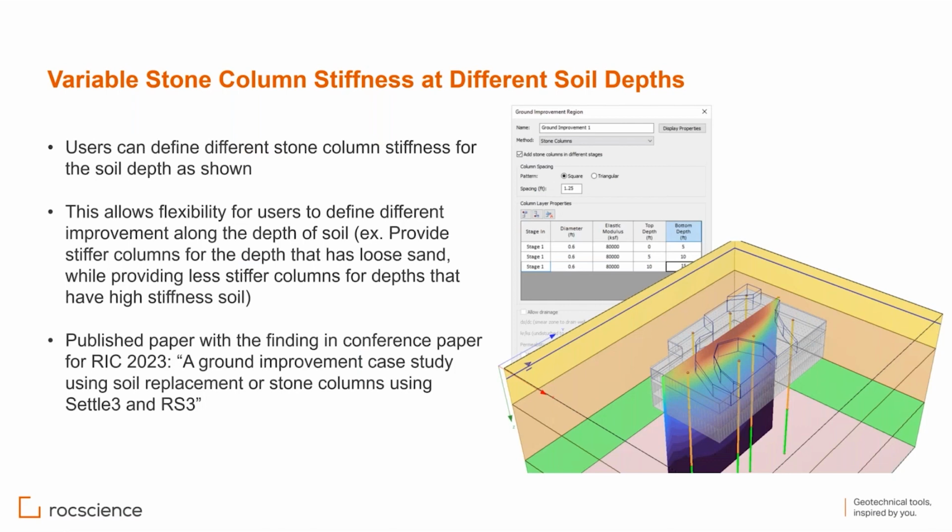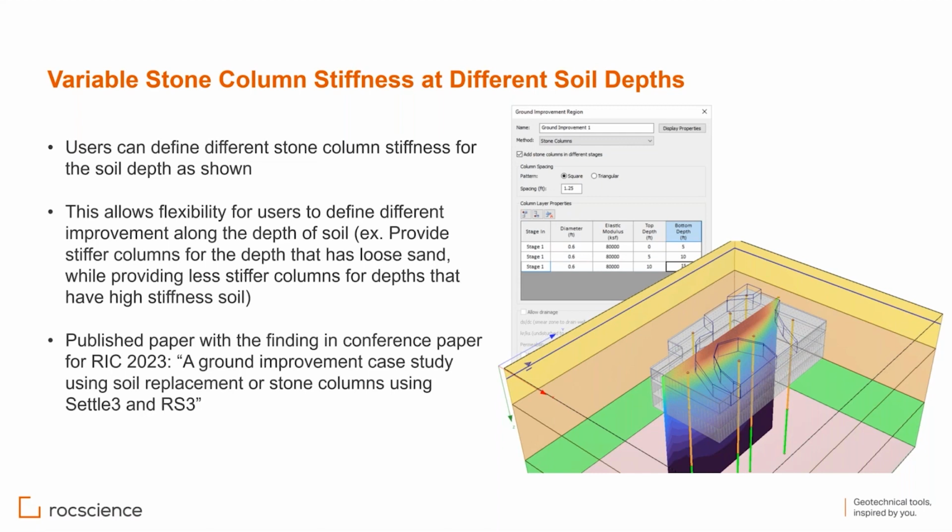We also have another feature that allows users to apply variable stone column stiffness at different soil depths. Users can define different stone column stiffness for the soil depth as shown. This allows flexibility for users to define different improved ground along the depth of the soil, providing stiffer columns at the depth that has loose sand, while providing less stiff columns for the depth that has high stiffness soil.